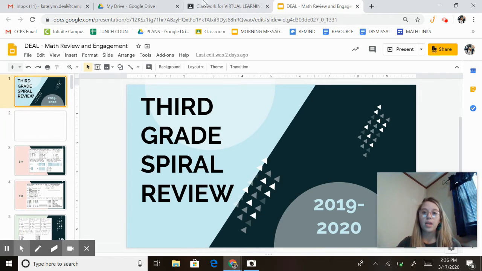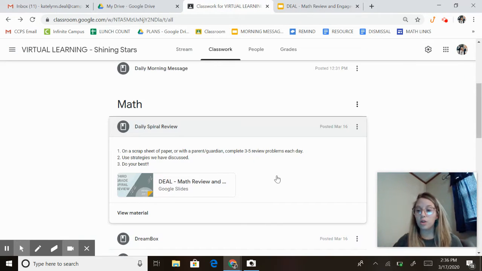we have talked about. My goal is that on scrap paper each day as a daily math goal, you complete 3 to 5 problems to keep this fresh in your mind, keep math vocab fresh in your mind, and just practice the actual skill of solving these types of problems. So that is your first goal for math.